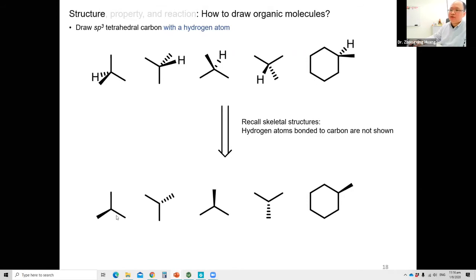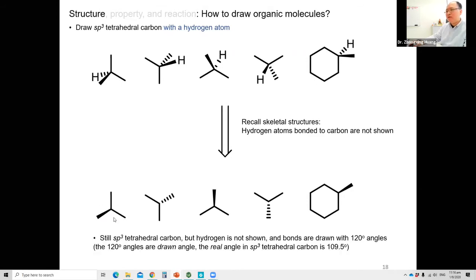So without hydrogen. And now you see it's the same angle, 120 degrees, right? So this is still an sp3 tetrahedron carbon, but the hydrogen is not shown. And although the bond is drawn at 120 degrees, it's just a drawing, so it's not the real angle. The real angle in an sp3 tetrahedron carbon is 109.5. You just draw it like this, but this actually represents a structure like this one.